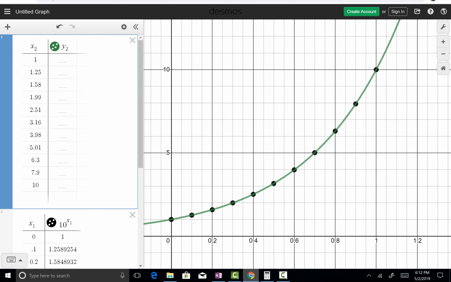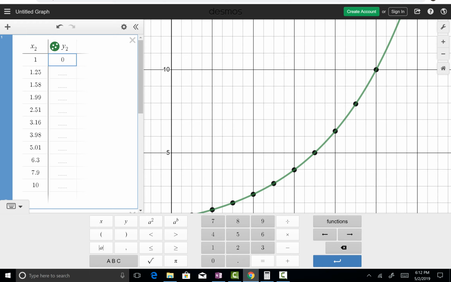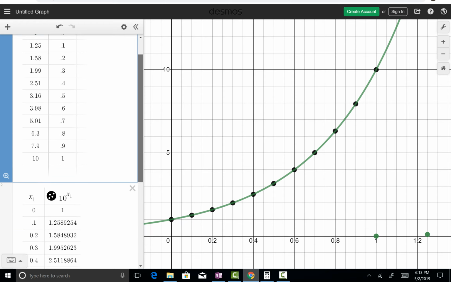Then we know what we're going to have here is 0.1. Now, unfortunately, it won't guess on the y's because those are dependent values, so it doesn't get that part that we want to do the same thing. So I'm just going to put them in myself. Now let's see what we get for a graph here.